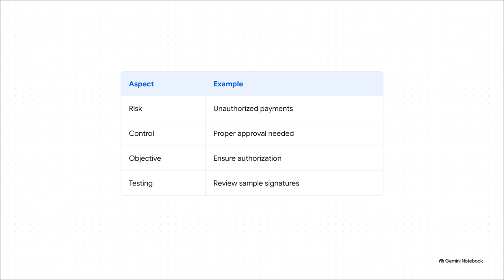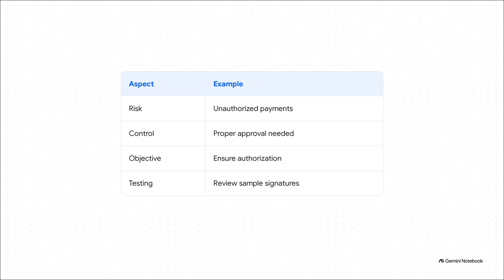Now row 2, control. Proper approval needed for cash disbursements. To stop that rogue employee dead in their tracks, the company implements a hard rule. Any cash payment over $500 requires a manager's signature. Moving to row 3, control objective. Ensure all cash payments are authorized. See, the goal isn't just to collect a bunch of signatures, it's to build an environment where theft via unauthorized payment is practically impossible.